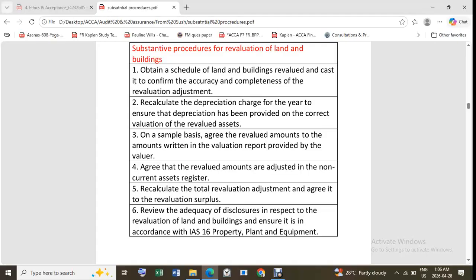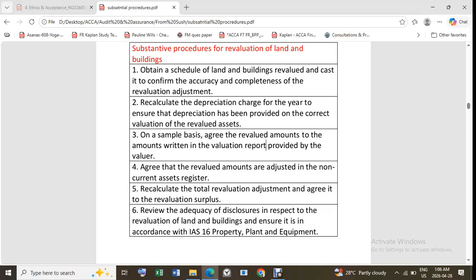Calculate the depreciation charge for the year to ensure that depreciation has been provided on the correct valuation of the revalued assets. On a sample basis, agree the revalued amount to the amount reported in the revaluation report by the valuer. Agree that revalued amounts are adjusted in the non-current asset register. Recalculate the total revaluation adjustment and agree to the revaluation surplus.